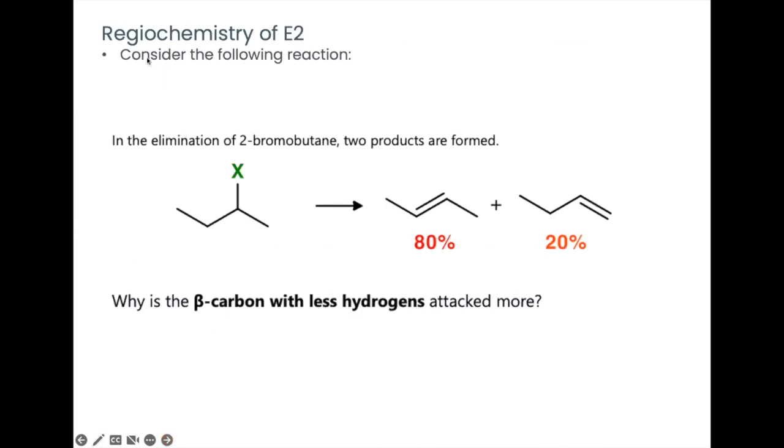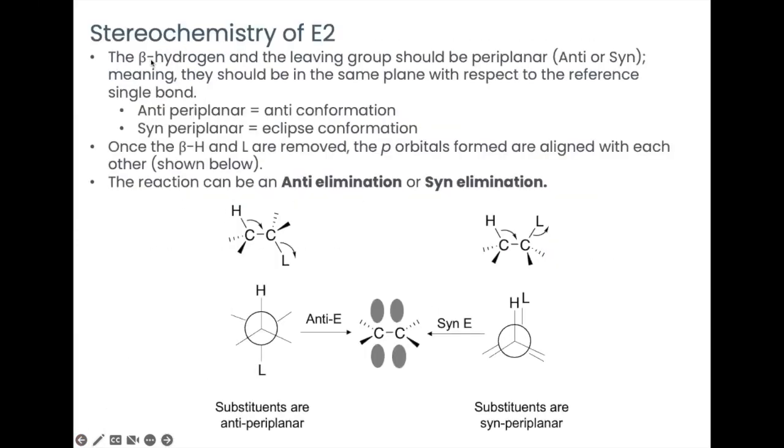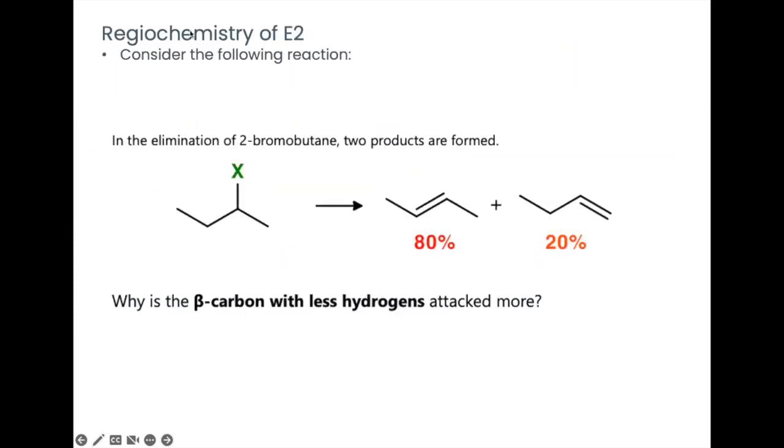Okay. Now, what about regiochemistry? Because what we discussed was the stereochemistry. Okay. So, anti versus syn elimination. Now, let's talk about regiochemistry. Which beta hydrogen will be removed? Okay. So, if we consider this reaction, elimination of 2-bromobutane, two possible products are formed, this or this. So, why? You have two types of beta hydrogens, right?